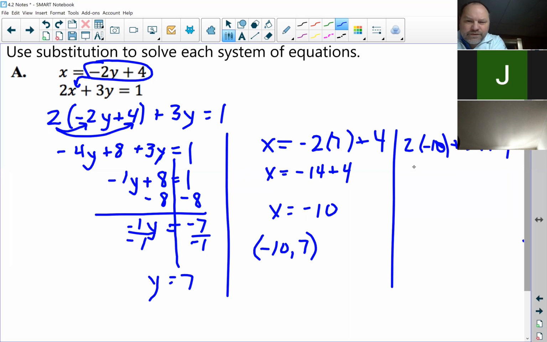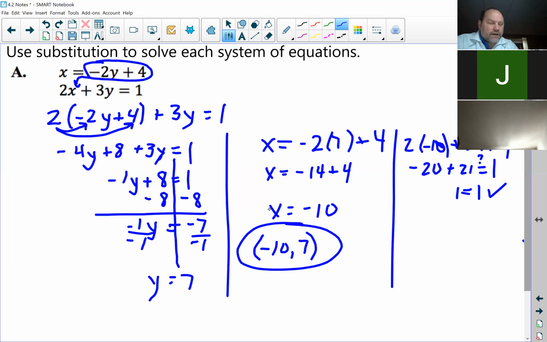If I multiply this out, -20 plus 21, does that equal 1? And 1 equals 1. It checks. This is a good solution.